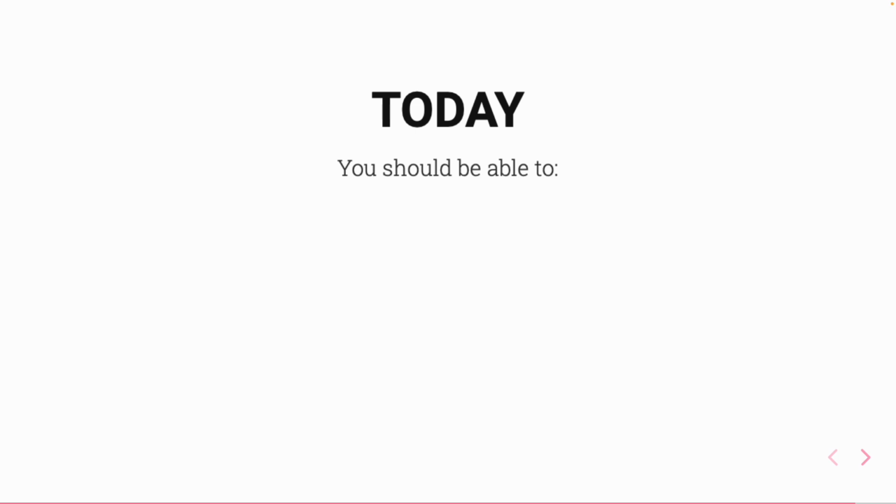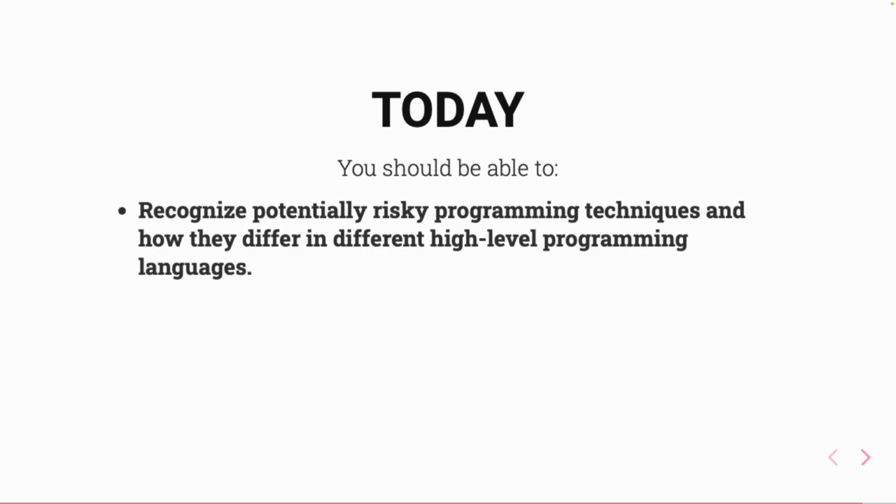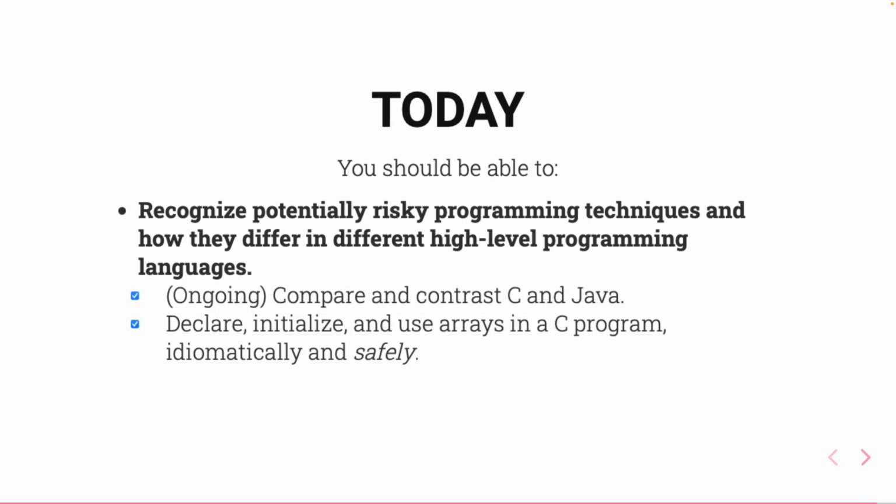So the learning outcomes that we covered in this lecture and also 2 lectures ago when I started the slide deck and got distracted by the array example: should be able to recognize potentially risky programming techniques and how they differ in different high-level programming languages. So remember some of those party tricks we saw with C arrays and how languages like Java stop you from doing that. Compare and contrast C and Java.